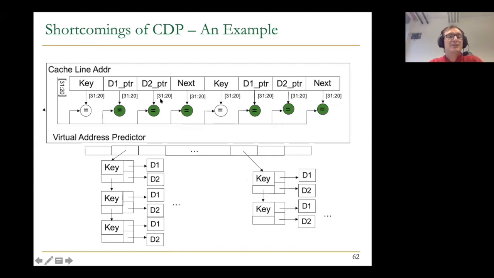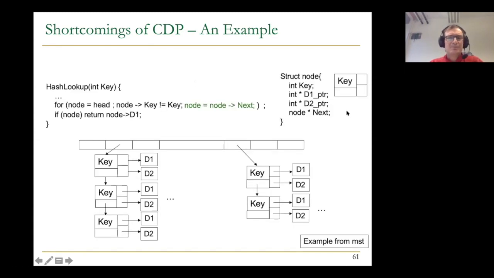Now that may not sound very good, right? Why? Especially if you look at this code, you may say the likelihood that I'm going to need the D1 and D2 is not very high, right? Especially if you know more about your linked list. If your linked list is, I don't know, 1,000 elements.